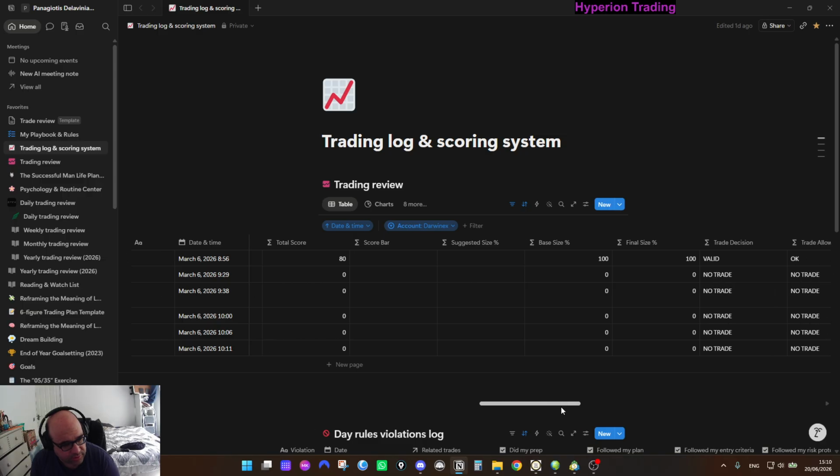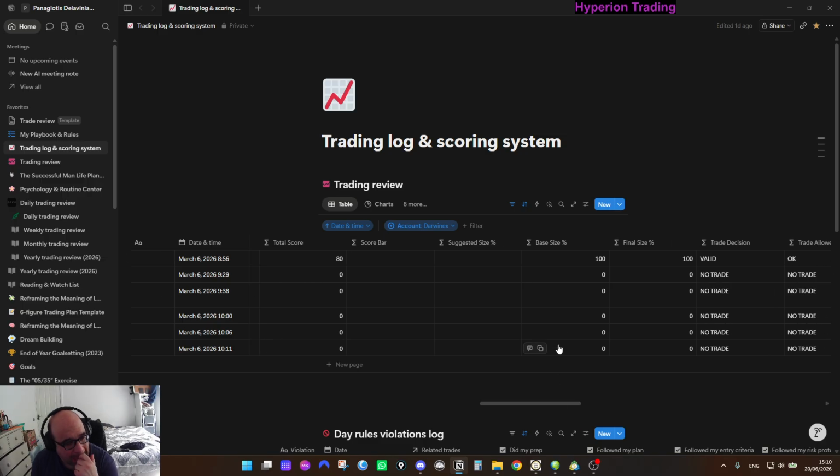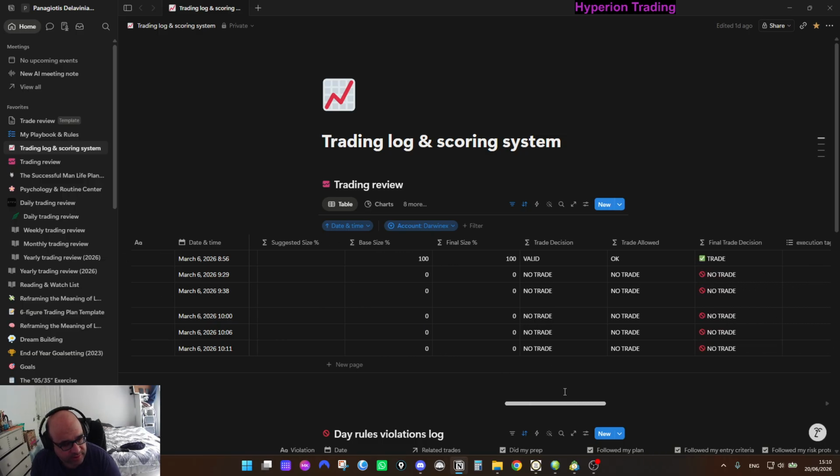And it tells us also what's the base size, the final size. So our suggested size, it says, okay, you can go with a full size. That's okay for you. It's a valid trade, trade allowed, and the final decision is trade. You can take the trade.